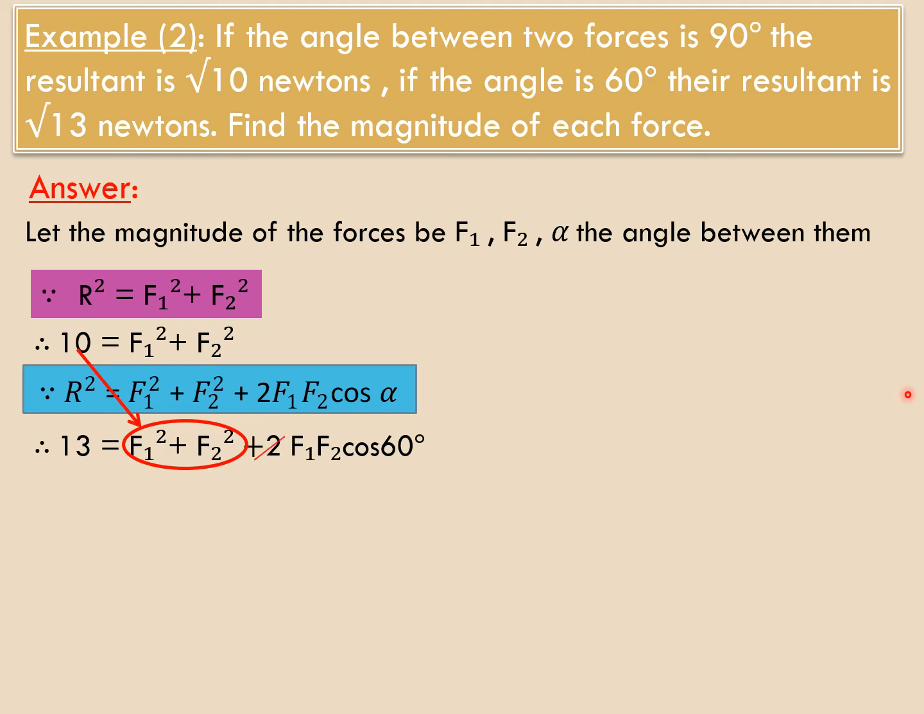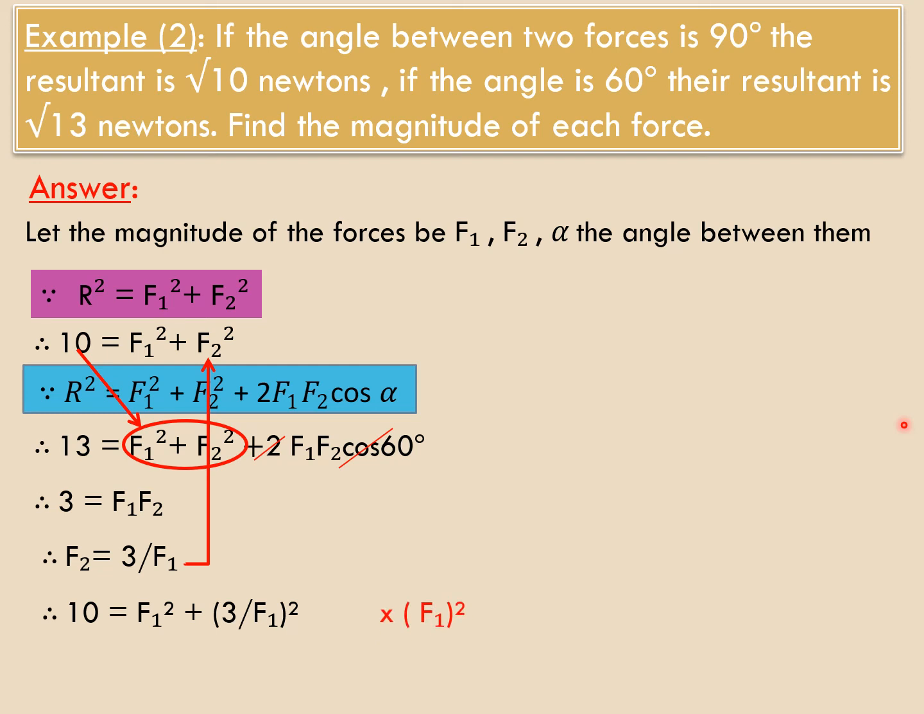By substitution, 13 equals 10 plus 2 F1 F2 cosine 60, and cosine 60 equals half, which will cancel the 2. Moving 10 to the other side, 13 minus 10 equals 3. So F1 F2 equals 3. Divide by F1 on both sides, so F2 equals 3 over F1. Substitute into the first equation: 10 equals F1 power 2 plus (3 over F1) power 2, then multiply F1 power 2 through the whole equation.